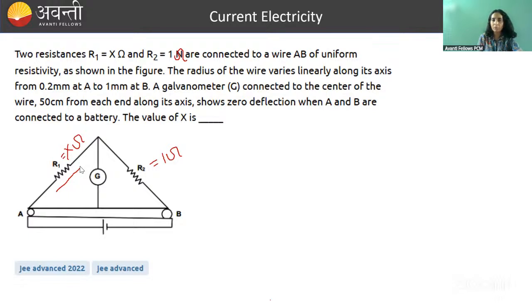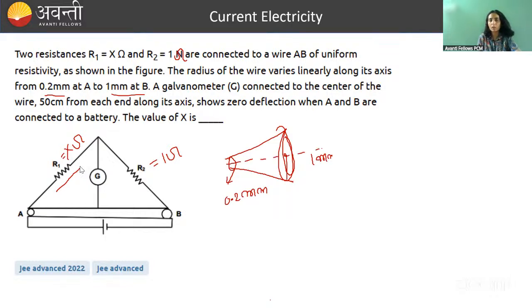Okay? The radius of wire varies linearly along its axis from this to this. Okay? So this wire will look something like this. अगर broad terms में मैं दिखाऊं, it will look something like this. So here its radius is how much? That is 0.2 millimeter. And here it is how much? It is 1 millimeter. This radius. So radius here is changing from 0.2 millimeter to 1 millimeter. Okay? A galvanometer connected to the center of the wire, 50 centimeters from each end along its axis, shows zero deflection when A and B are connected to a battery.